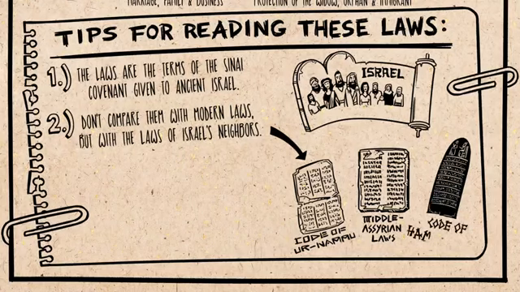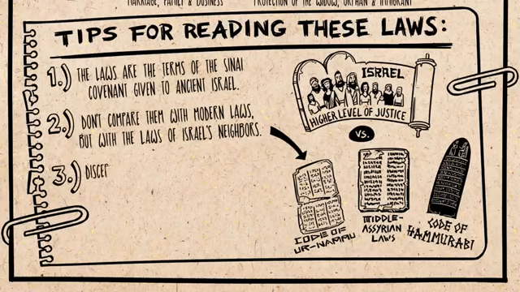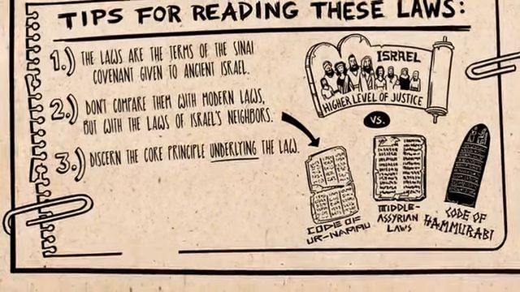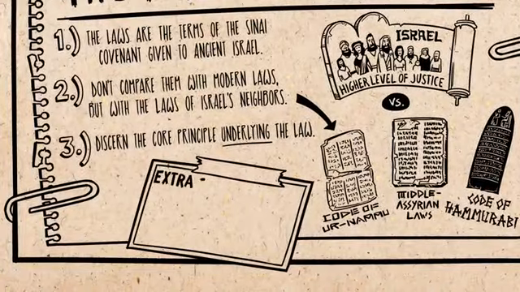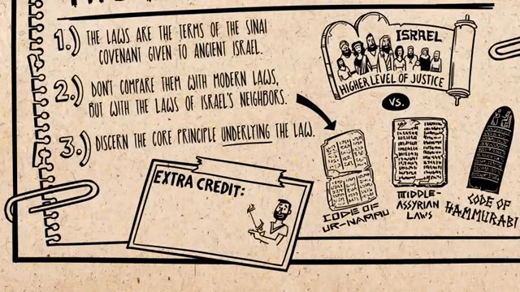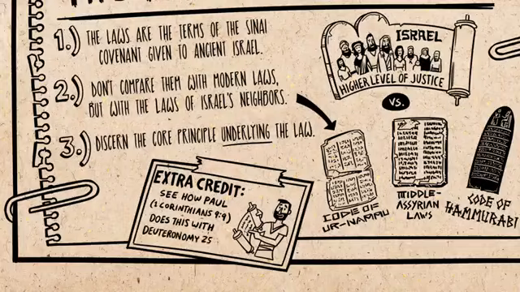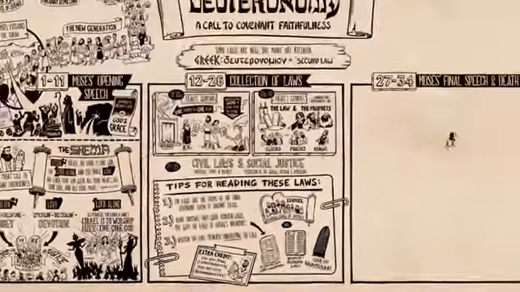You see that God is pushing Israel to a higher level of justice than was ever known before. And so finally, try to discern what core principles of wisdom or justice underlie any particular law, and you'll discover some really profound things. So here's an extra credit assignment. Go see how Paul the Apostle does this very thing in his first letter to the Corinthians, chapter 9, verse 9, and he quotes a law from Deuteronomy chapter 25, verse 4. It's really interesting. So back to Moses.